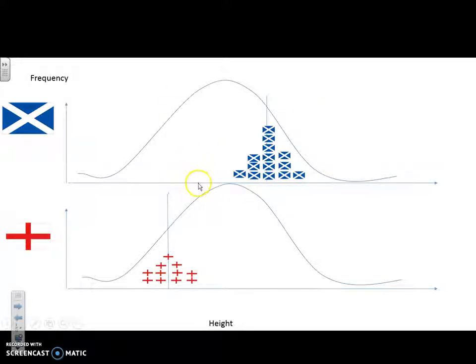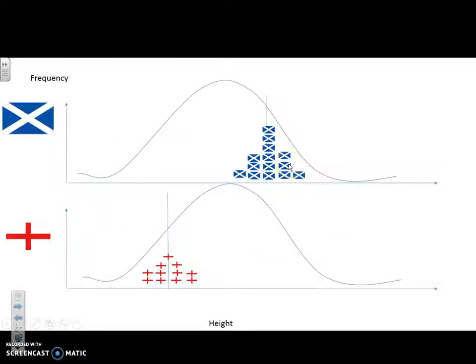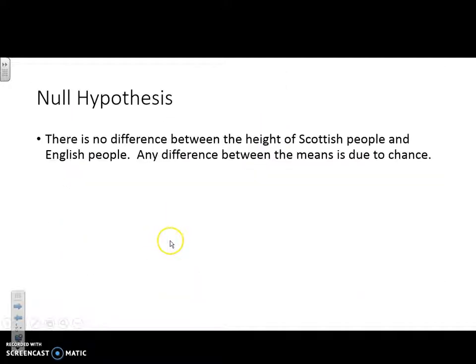There's nothing we can do about this. Random luck dictates that when you are taking a sample of a population, it might not be truly representative. So we could be making a conclusion here that is not justified at all. We could be telling the nation of Scotland that they're all super tall, and actually they're not. So the statistic we're talking about here, the student's t-test, is designed to work out the likelihood of this difference being actually real, being statistically significant.